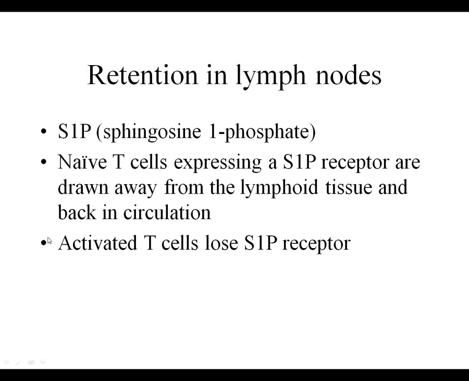But then, as you would expect, activated T cells lose the CYP receptor because they want to be retained inside the lymph node, where they have time to fully differentiate, fully activate, activate B cells, and basically do everything they need to do in the lymph node before they're completely ready to get to the site of infection.